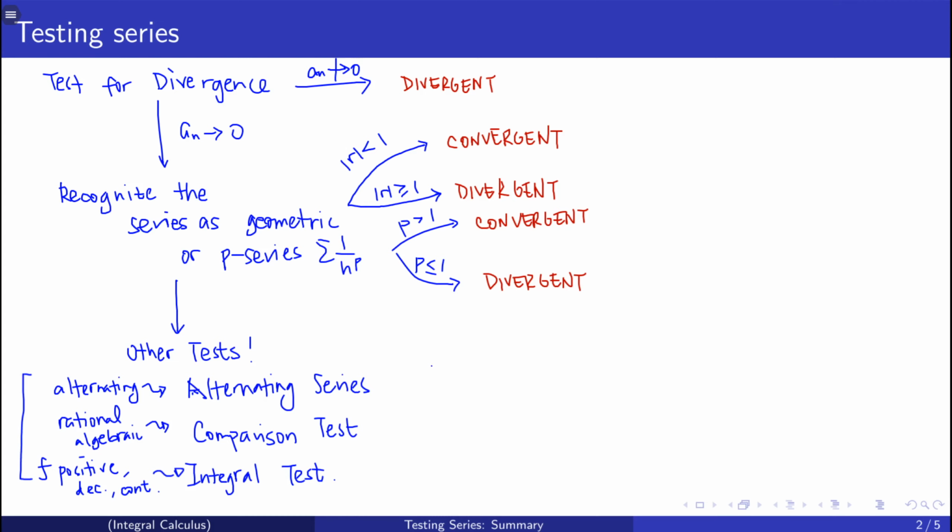Of course, there are also the more general purpose tests, your ratio test and your root test. And these actually tell you whether it's absolutely convergent or divergent.